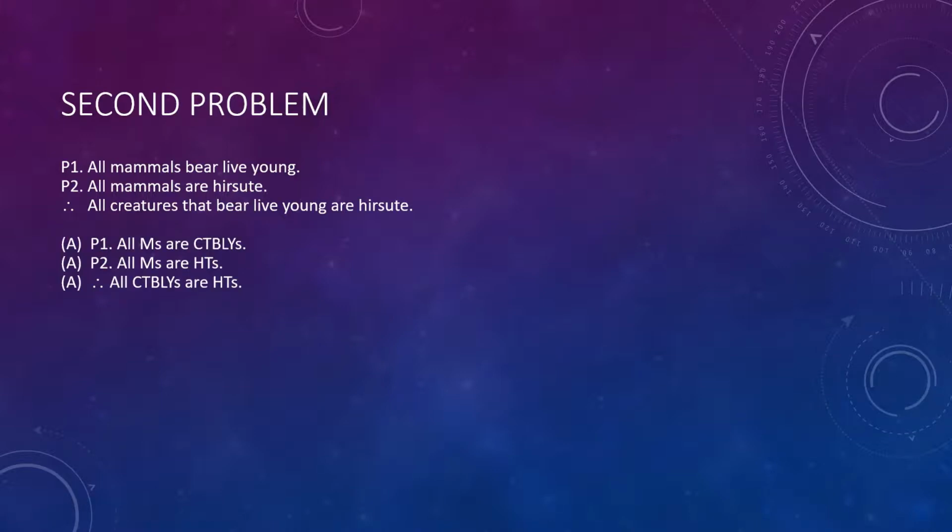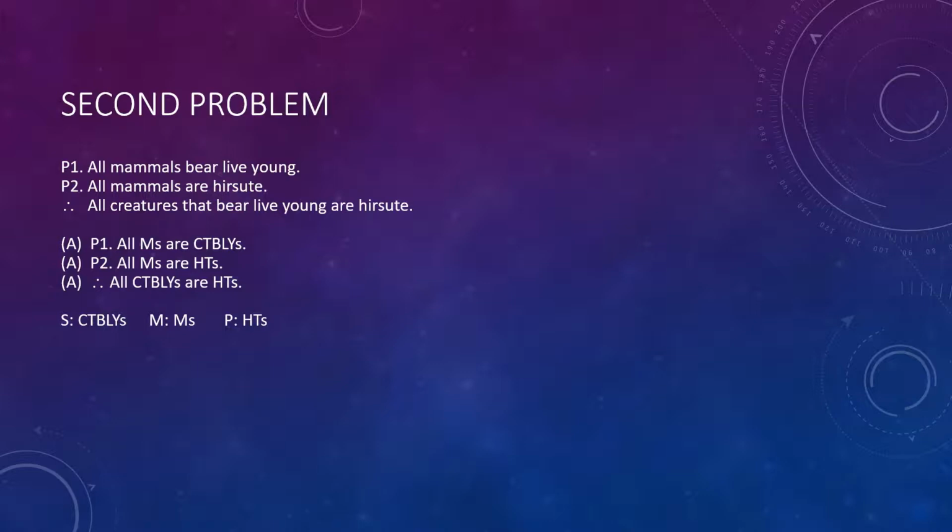Here's the syllogism in standard form. All mammals are creatures that bear live young. That's an A sentence. All mammals are hirsute things. That's an A sentence. Therefore, all creatures that bear live young are hirsute things. Another A sentence. Our subject, middle, and predicate terms are creatures that bear live young, mammals, and hirsute things.